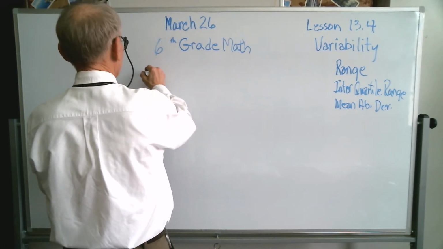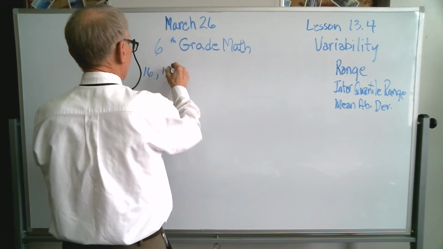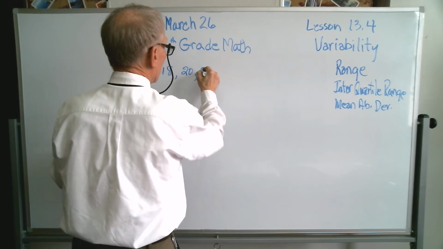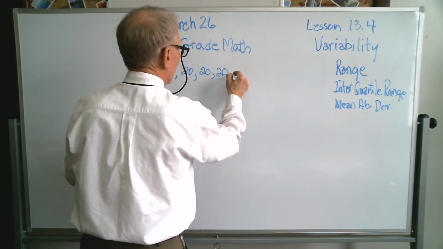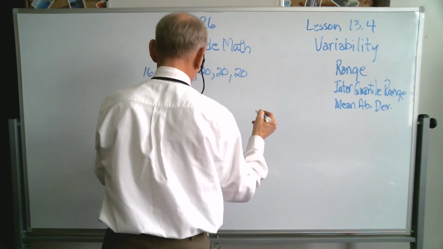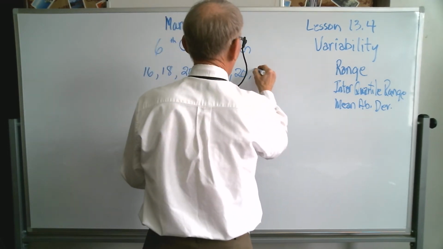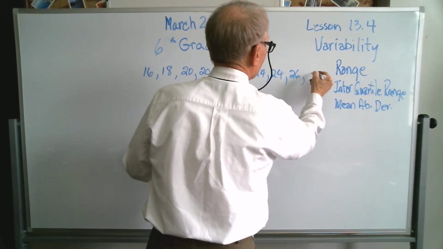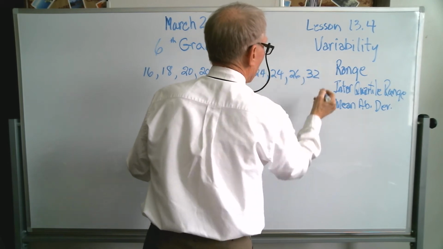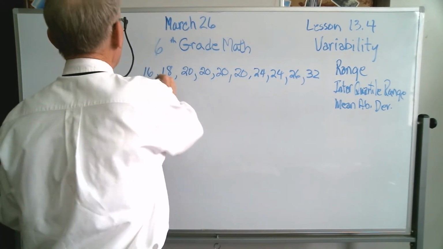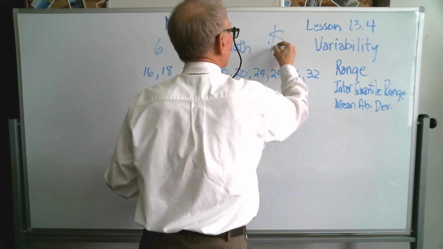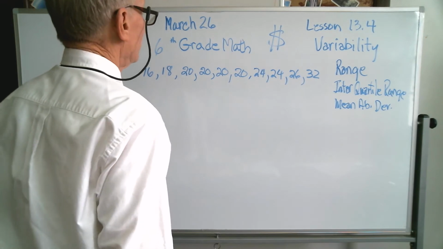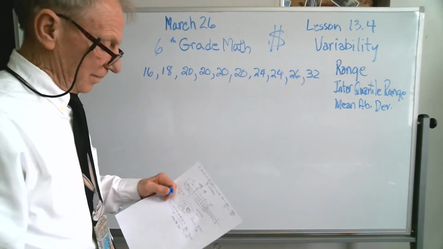So, it starts with 16. Next number is 18. Then we've got 20, four times. Remember, you got to put every number. Then there's two 24s, one 26, and finally 32. Now, bear in mind, I'm going to put that right here so that we don't forget. We're talking about money. So there's our number set.